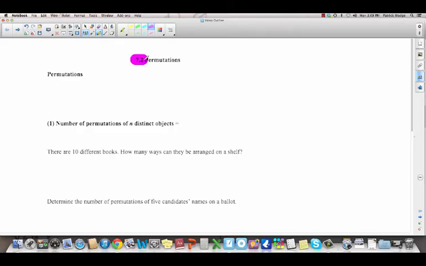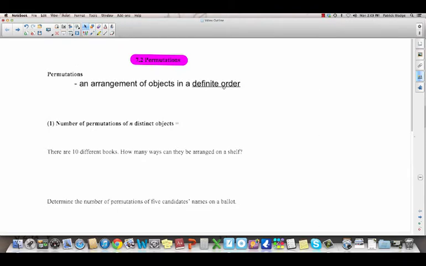Okay, 7.2 is on permutations. There are basically two big types of counting problems. One is called permutations, which we're doing today, and the other is called combinations. The difference between them, well, I'll give you the definition of permutations. A permutation is an arrangement of objects in a definite order. So with a permutation, order matters.